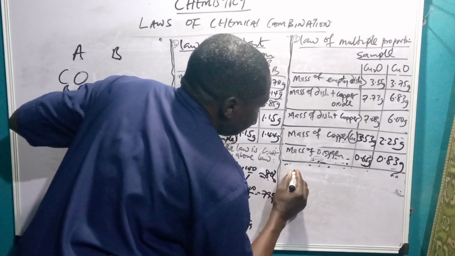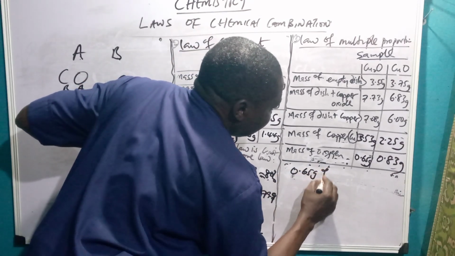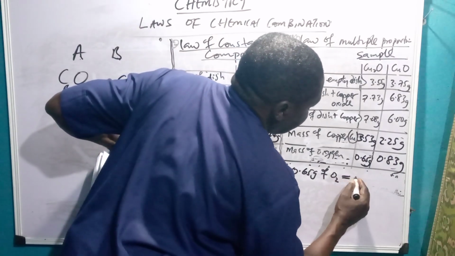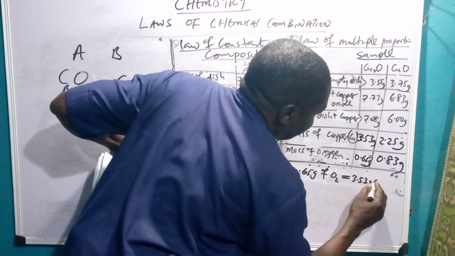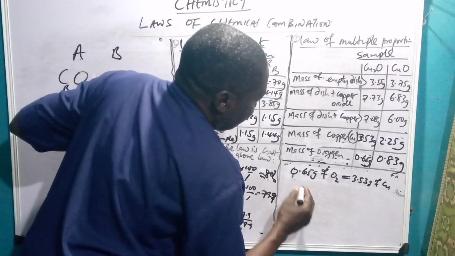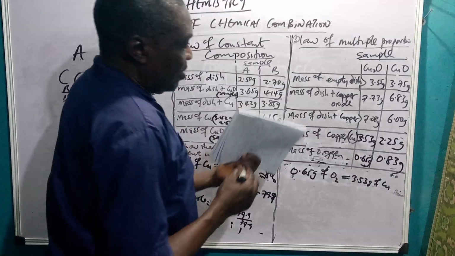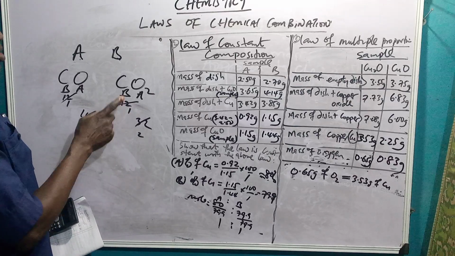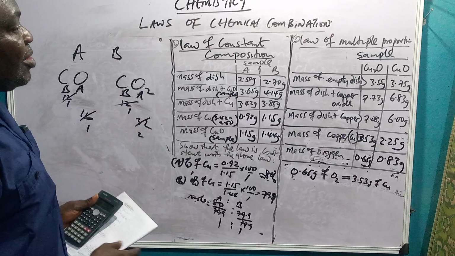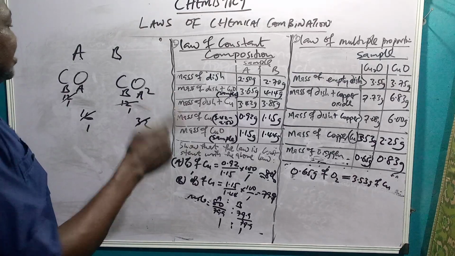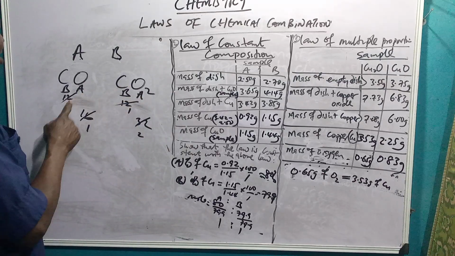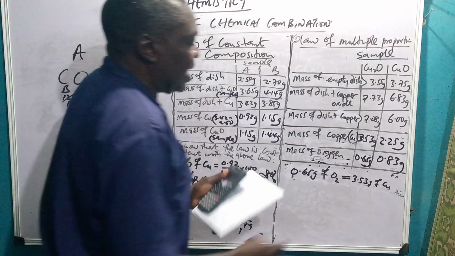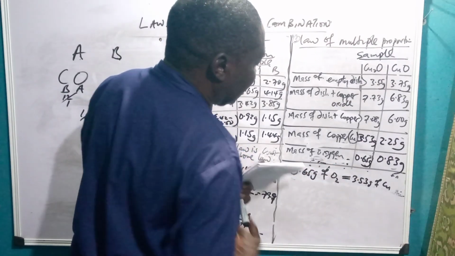So 0.65 gram of oxygen produced 3.53 gram of copper. Remember, based on this law, one of them must be constant, because the law says that when two elements A and B combine to form more than one compound, different masses of A combine with a fixed mass of B, they always cancel out to a simple number ratio, meaning that one is constant. I will normally take oxygen as constant.